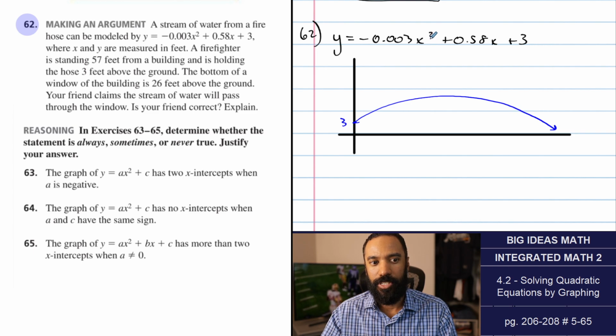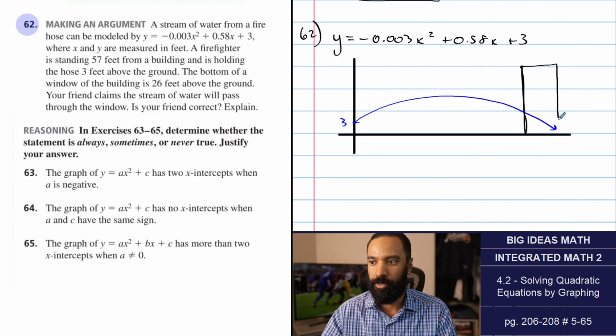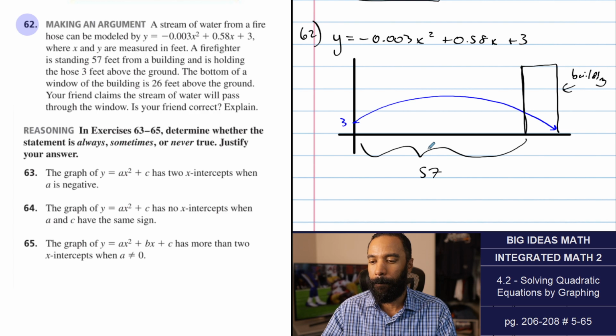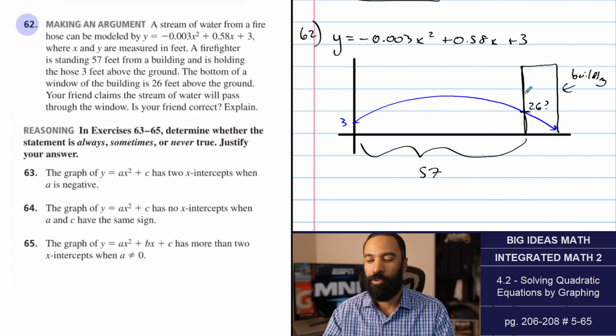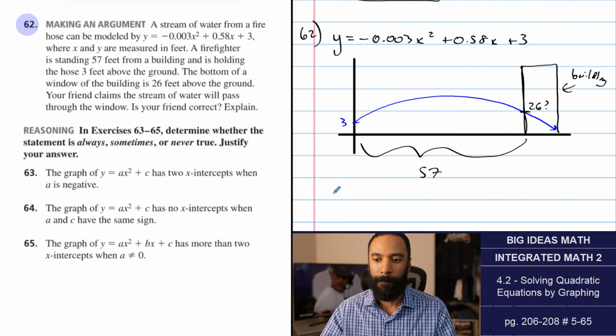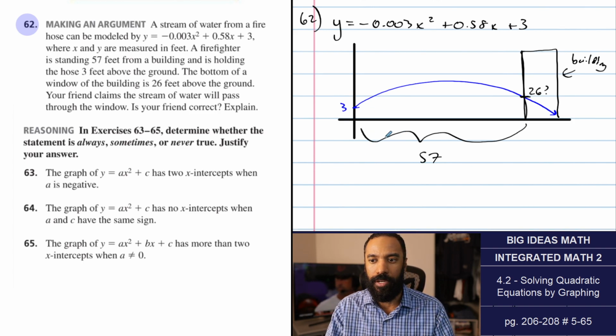A firefighter is standing 57 feet from a building. So if the building is right here, this distance here is 57. The question is, when x is 57, are we getting a y value of 26? So 57, 26. About, right? We'll pass through that window.